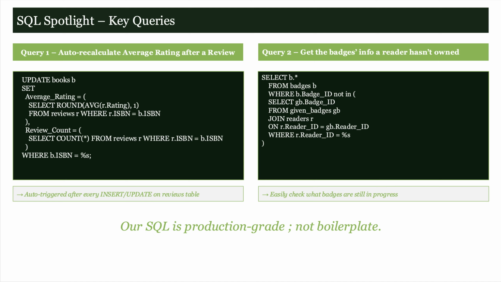Instead of storing outdated rating data, the system updates the book record based on the actual rows in the reviews table. The second query checks which badges a reader has not earned yet. It compares the full badges list with the badges already assigned to the reader, so the system can clearly show both earned and logged badges.